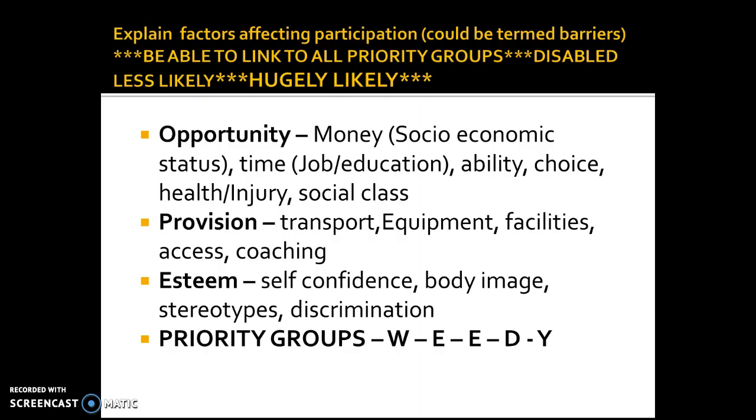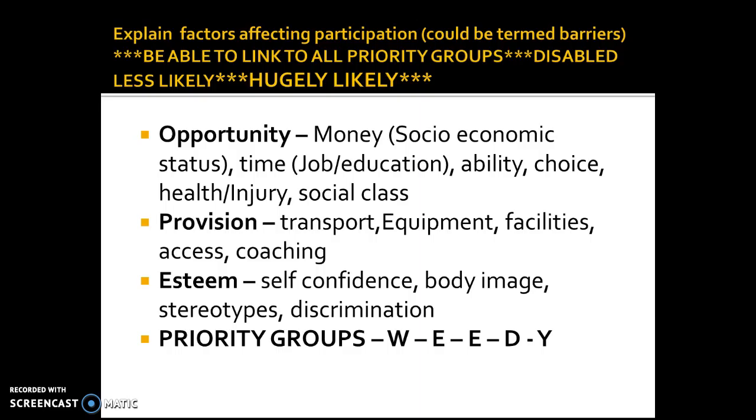Okay, going from there then. Provision. Transport, if you don't have transport, lack of transport could lead to you not being able to, if you're from a rural area, get to a gym. Equipment, if you lack equipment, e.g. golf clubs for golf, would stop you from taking part. Lack of facilities in the local area, so there might be a lack of climbing walls in the local area. A lack of access, so for disabled people there might be a lack of access ramps. Lack of coaching, there might be a lack of specific coaching, for example, there might be no Olympic weightlifting coaches within the local area, which could cause a problem.